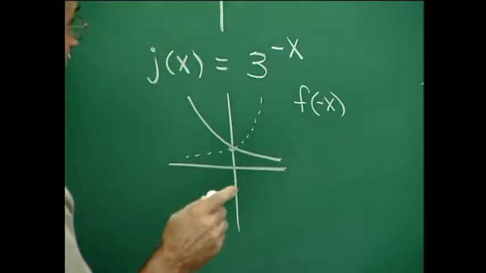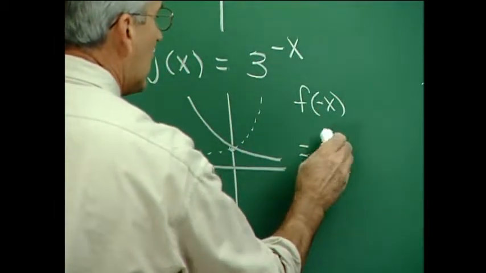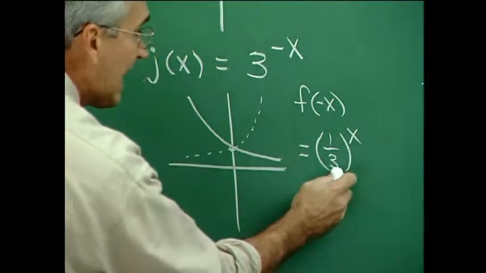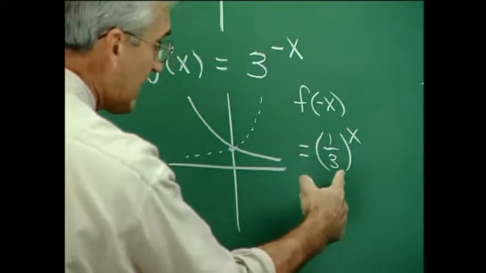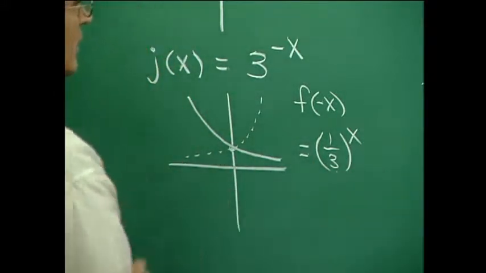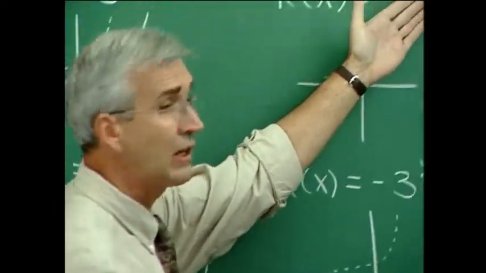And another way to think about it is the notion of changing this into (1/3) to the x power. And when that base, in this form, when that base is between 0 and 1, we have a continually decreasing graph. Okay. k of x is negative 3 to the x power.